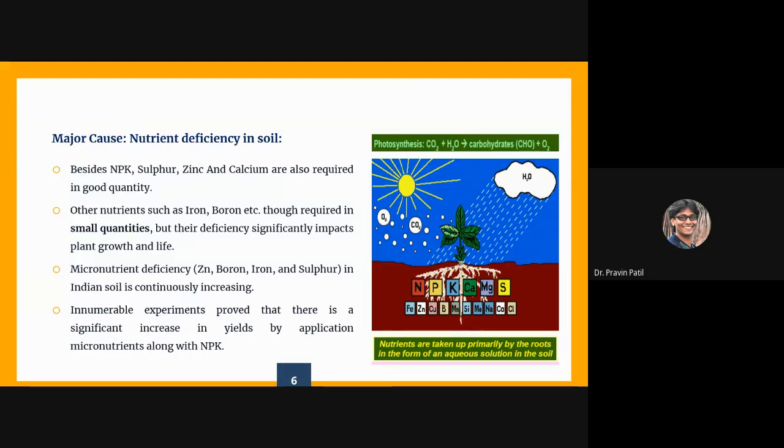Other nutrients such as iron and boron, even though they are required in small quantities and known as trace elements, their deficiency can also cause a severe effect on the yield of the product. However, several results have shown that a significant increase in yield can be obtained when enough micronutrients along with NPKs are provided to the plant. So the one problem we have understood is the nutrition deficiency in the soil, but that is not all. There is another one.